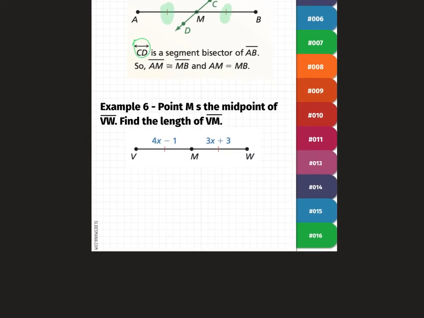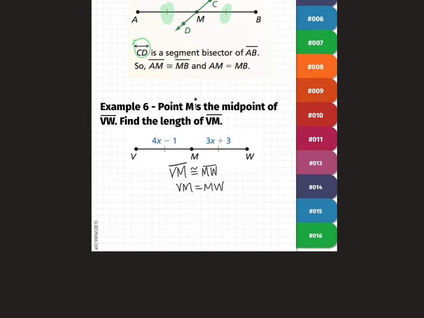All right, so when I look at my picture, I already know because the instructions told me that M is the midpoint of VW. And so VM is congruent to MW, and those are segments. So those segments are congruent, and because those segments are congruent, then their lengths are equal.